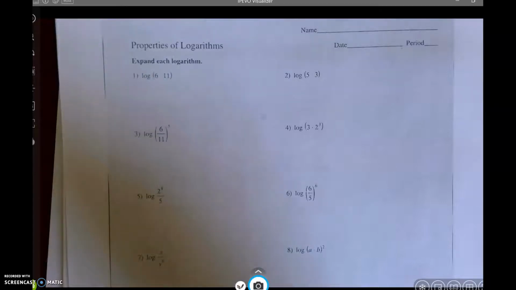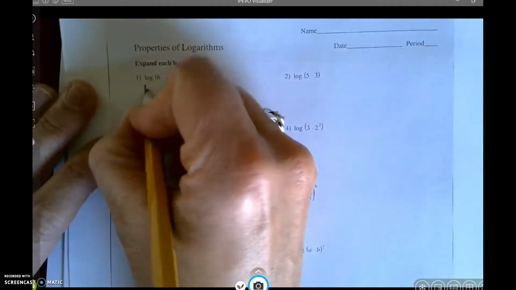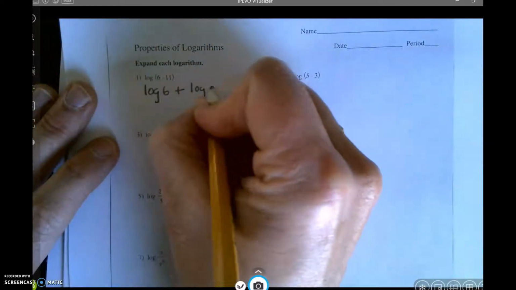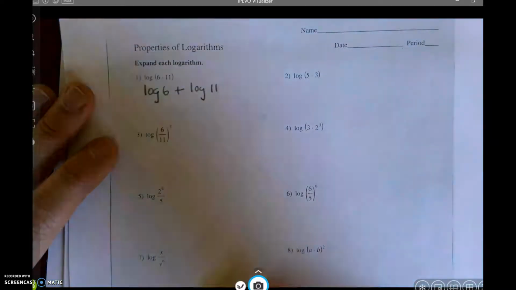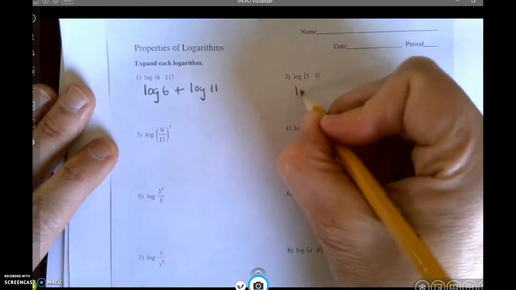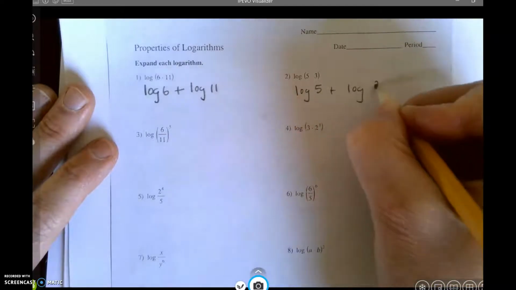So this is properties of logs, where we're asked to expand each logarithm. It's written in the condensed form and we're going to expand it. Multiplication means addition, so it would be log of 6 plus log of 11. Number 2, again, multiplication means addition, so log of 5 plus log of 3.